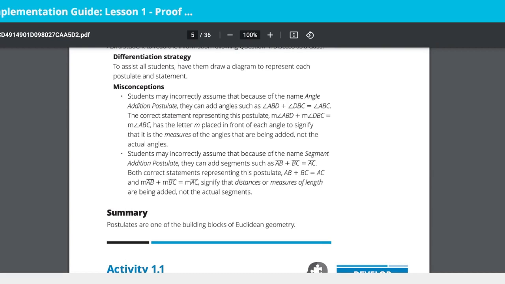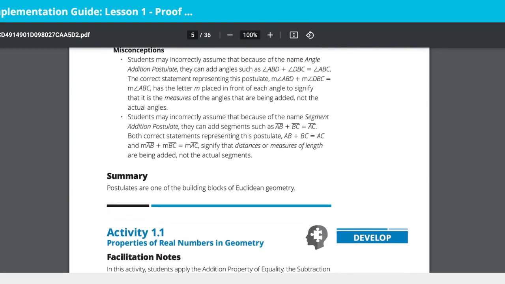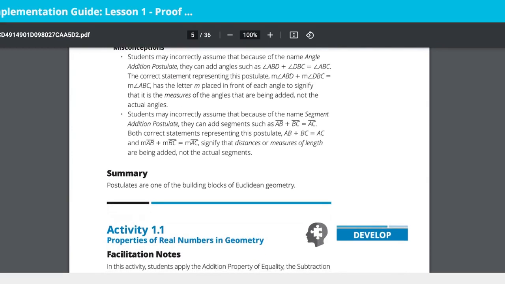It says student may incorrectly assume that because the name angle addition postulate, they can add angles such as angle ABC plus angle C. See what I'm saying? Like those kind of things. We highly encourage teachers to read these bullets to get a better understanding, and it will help you with all the instruction tips and process and implication that you might do with the class. It will only make your classroom move as smoothly as possible. And then you have a summary.